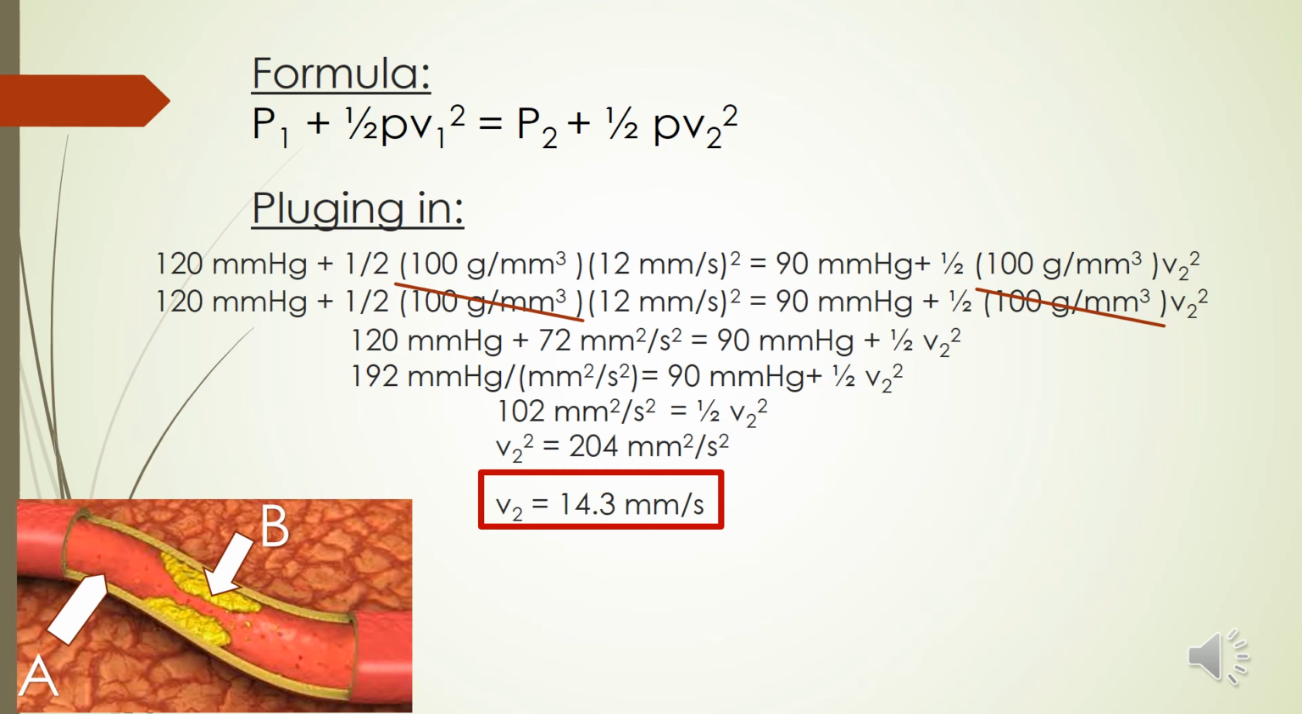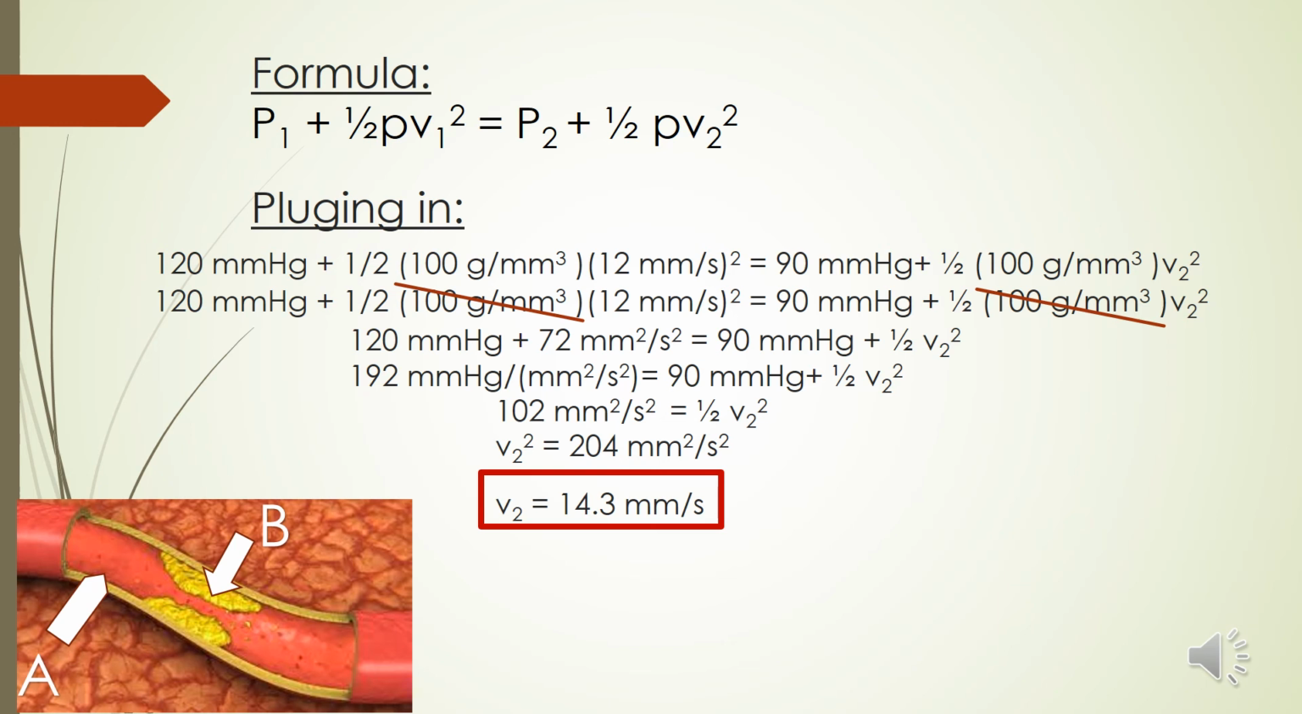The pressure plus 1/2 of the density times the velocity squared equals the pressure at point 2, which here indicates B, plus 1/2 of the density times the velocity at point B squared. As you see here, we can plug in. At point A the pressure is 120 millimeters of mercury, plus 1/2 and then the density, which is actually the same on both sides, so we were able to cross that piece out. And the velocity at point 1 is 12 millimeters per second, squared. At point B, we know the pressure is 90 millimeters of mercury, and we're looking for that velocity, so we have 1/2 times the velocity squared at this point.